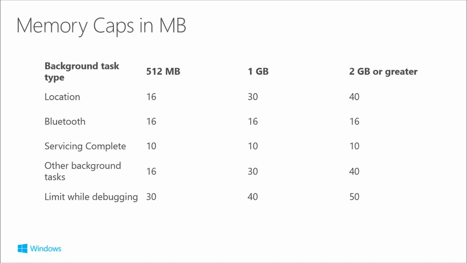Memory caps, you also have a cap on how much memory you can use. They're limited by the kind of background task and the amount of physical memory the device has. So you've got 512 megs on the left there. If you're on a 1 gig device, you get loads more, and on 2 gigs, it's loads of memory actually. So you can see the quotas for the different kinds of tasks there. Just bear that in mind. Keep your processes as lean as possible so they'll run successfully on the widest range of devices.